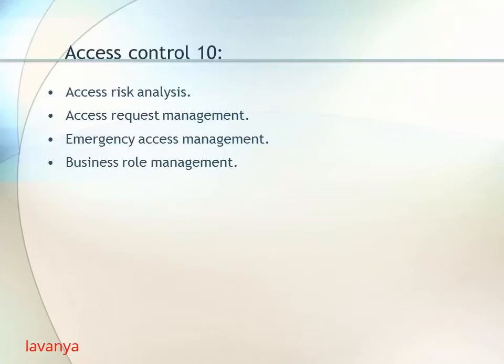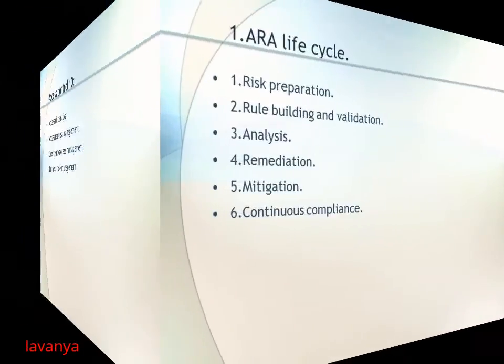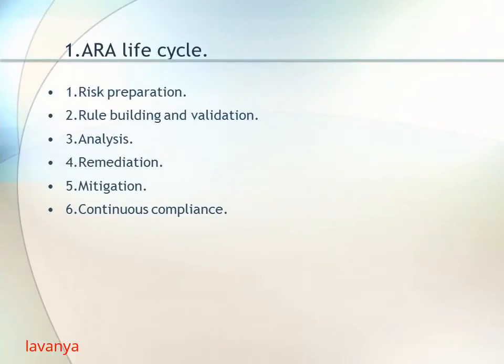Now let's start with the first component, that is access risk analysis. ARA has 6 stages in its life cycle. They are risk preparation, rule building and validation, analysis, remediation, mitigation, and continuous compliance. Here, we have to get used to new terminology like actions. Actions are nothing but T-codes. Permissions are nothing but authorization objects.